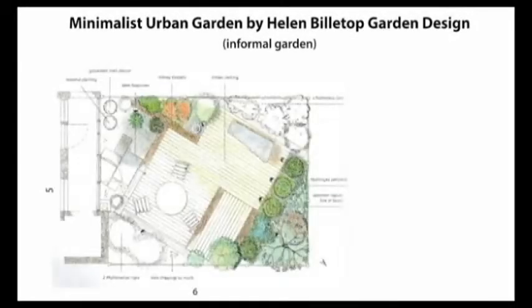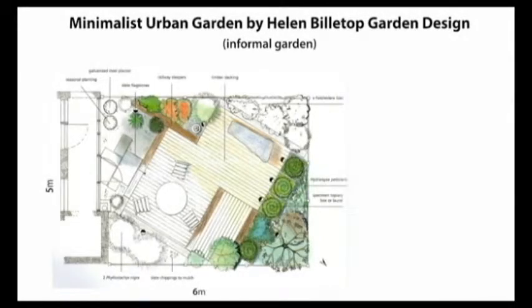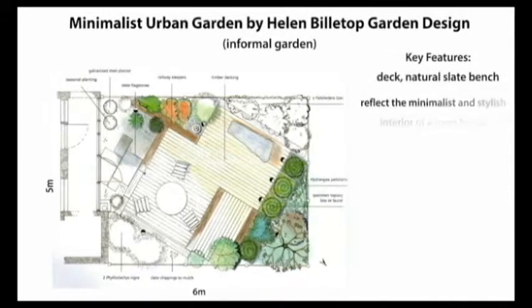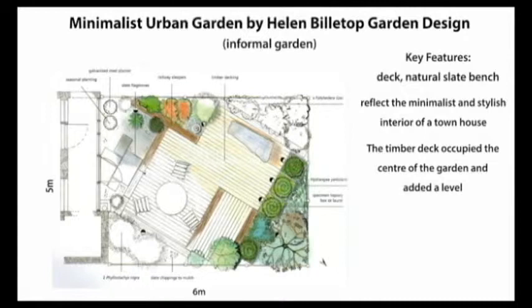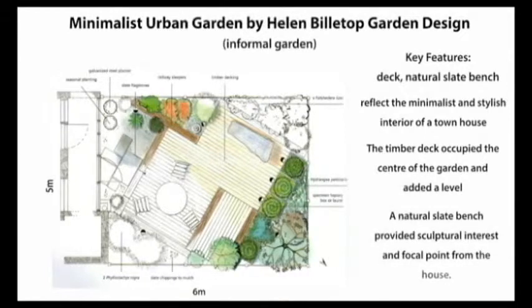The third example is a minimalist urban garden by Helen Billertop Garden Design, which is an informal garden. The key features of the garden are a deck and a natural slate bench. The brief states to create a simple and modern garden to reflect the minimalist and stylish interior of a townhouse. The timber deck occupied the center of the garden and added a level. A natural slate bench provided sculptural interest and a focal point from the house.